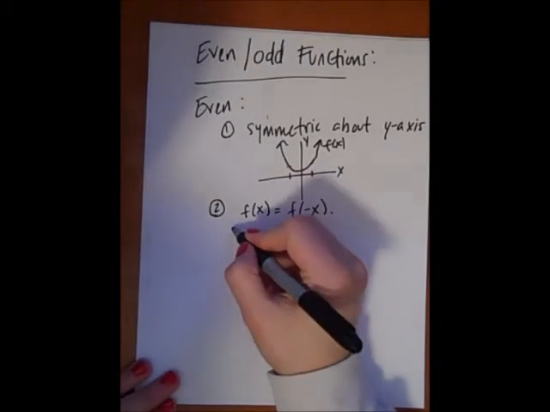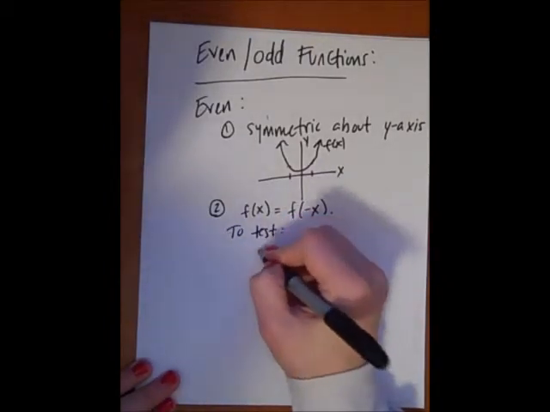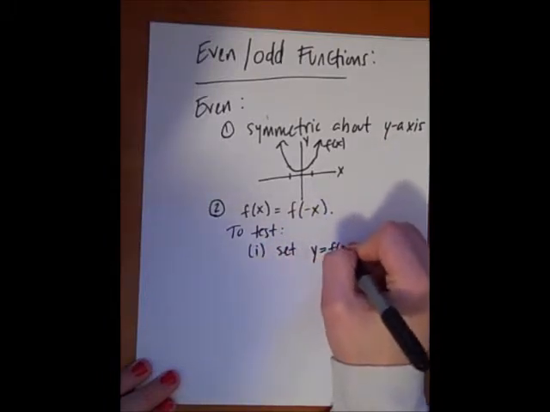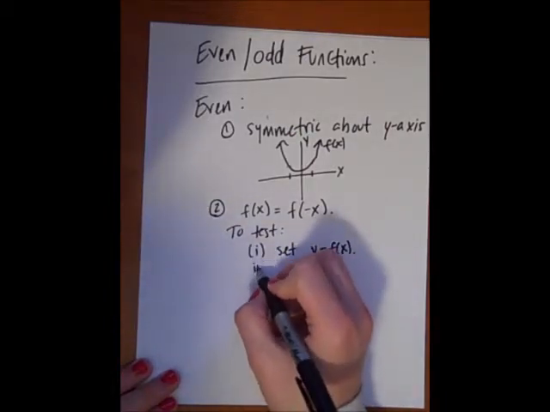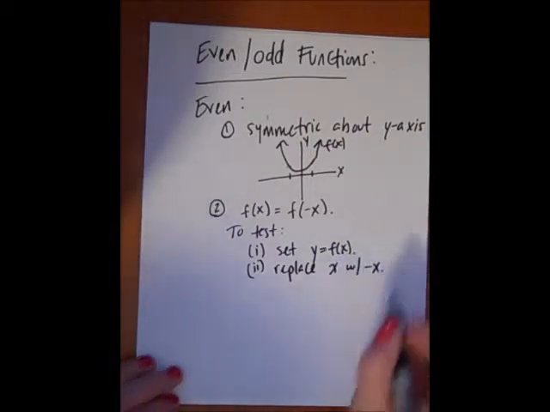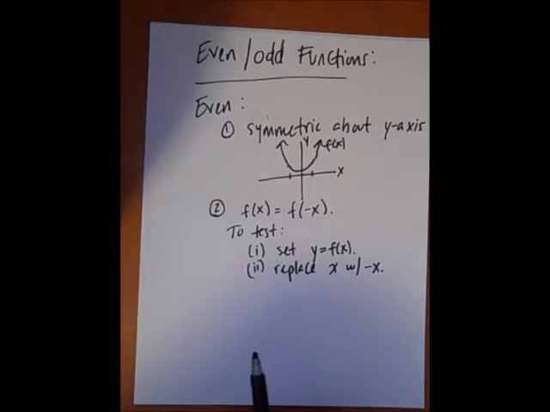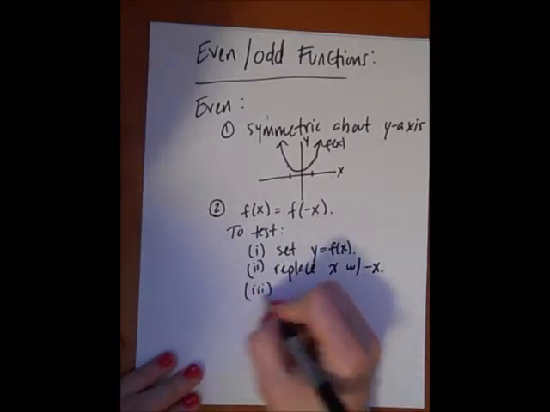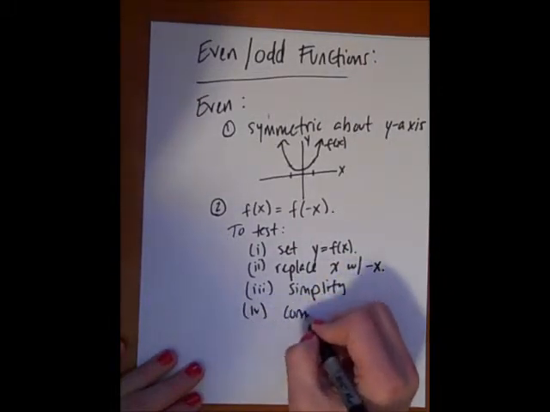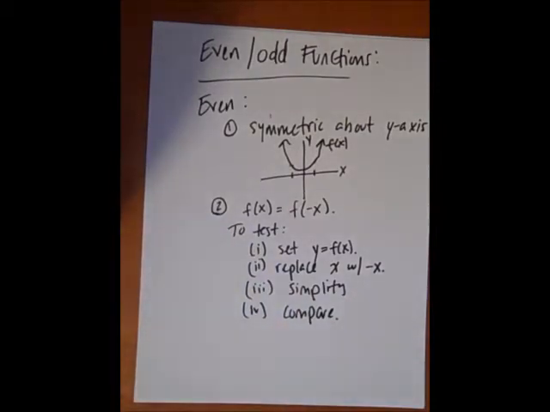Now how do you do this algebraically? To test this algebraically, you're going to go through a couple different steps. First, you're going to set y equal to f of x. Next, you're going to replace x with negative x, because I want f of x to be f of negative x. Third, I'm going to simplify. And then lastly, compare. So again, two ways to look at whether a function is even: either look at the picture, see if it's symmetric about the y-axis, or algebraically, and these are the 4 steps that we're going to go through.